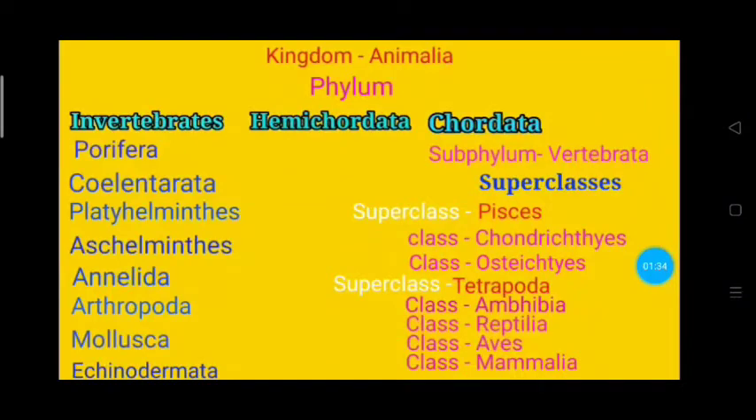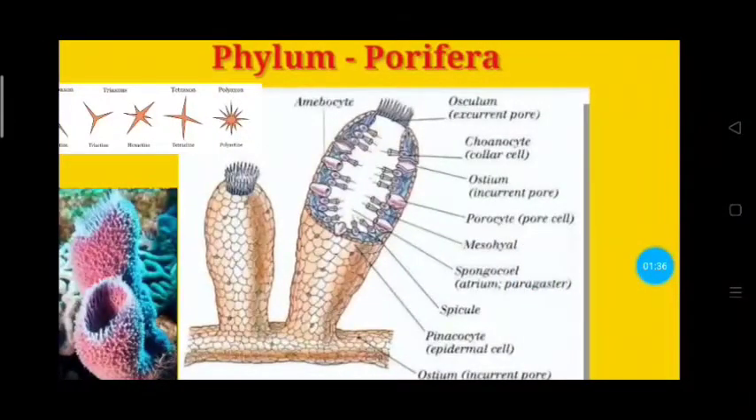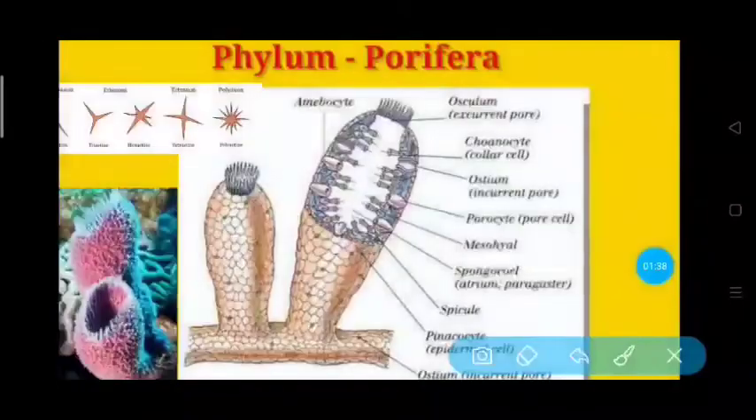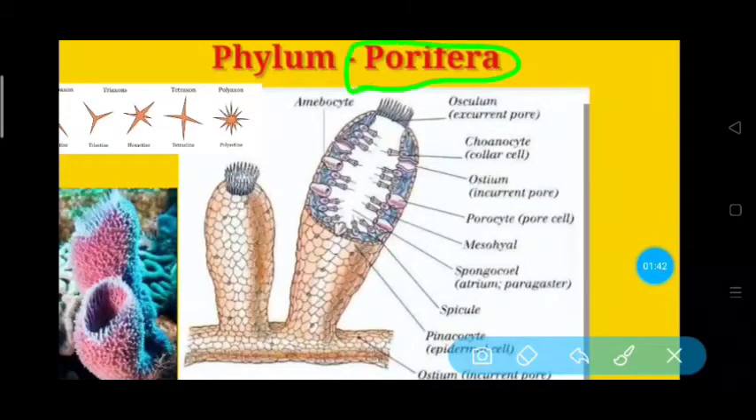Let's study the first phylum, that is Porifera. Porifera means animals having pores on their body. So this is the example of phylum Porifera, that is sponge. This is the real specimen and this is the diagram of this specimen, sponge.